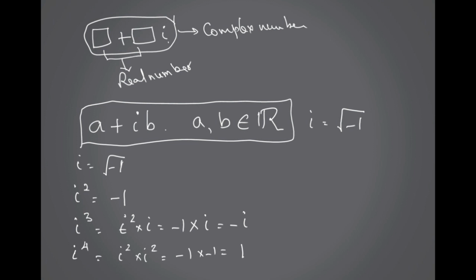And what happens to I power 5? I power 4 times I, right? So I power 4 was 1, and you get back I for I power 5, and continuing, I power 6 is minus 1 because it's I square times I square, and so on. Okay, this is a very important concept. This is a very wonderful concept actually about complex numbers, and this is just an introduction.